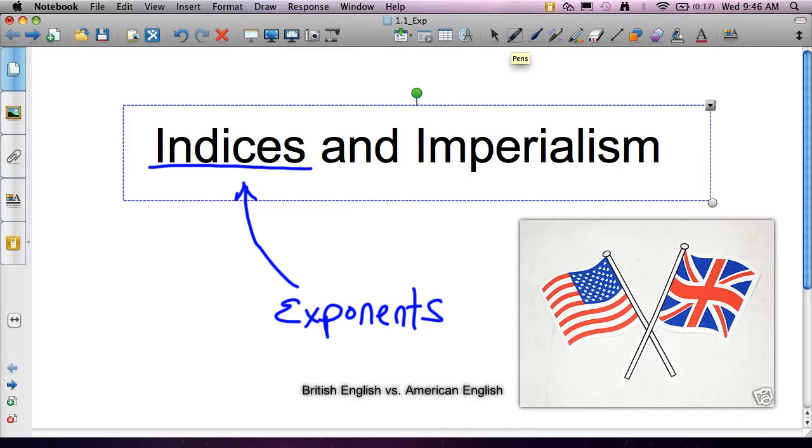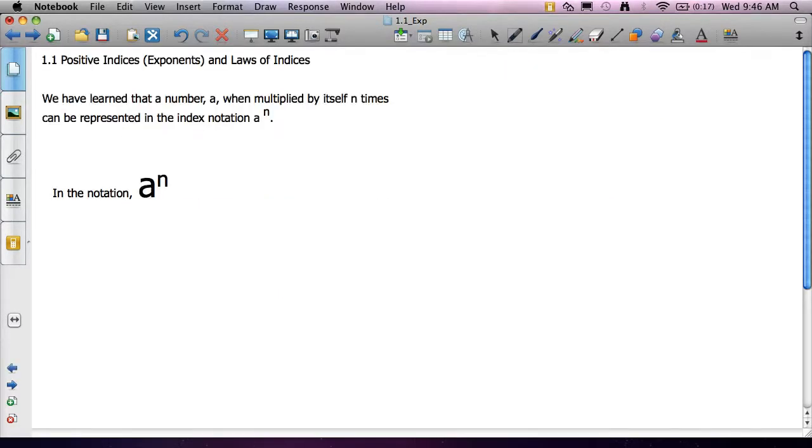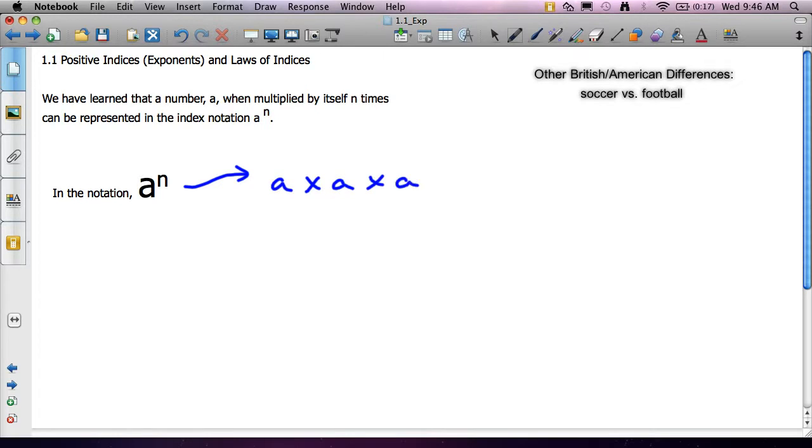So if you remember, when you have a number a multiplied by itself n times, it can be represented in the index notation of a to the n. Now, a to the n just means a times a times a, with n factors. Let's focus a little bit on the notation a to the n.